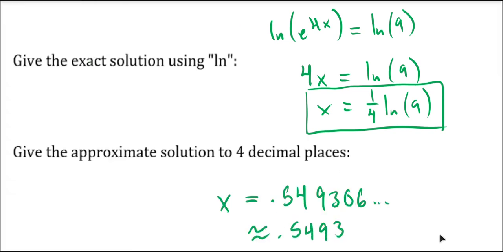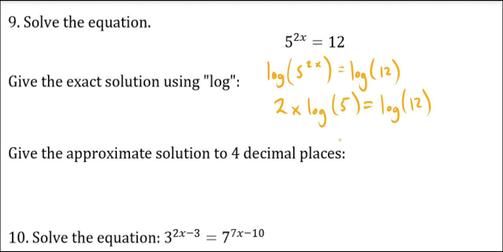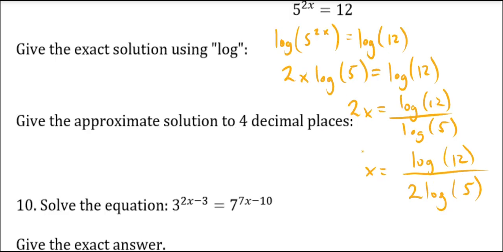As such, here they want us to proceed the same way using log. So if we take the log of both sides, we could pull this 2x out using properties of logarithms, at which point we would have 2x is equal to log of 12 over log of 5. And completing this by dividing off the 2, we have log of 12 over 2 log of 5. You could bring that 2 inside to make this a 25, but however you like to present it, this is going to be your exact solution.